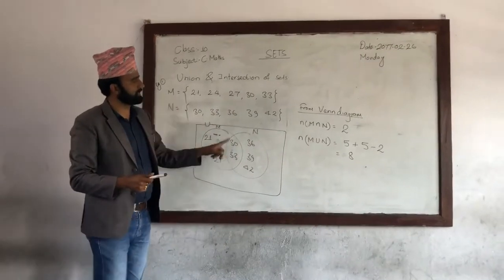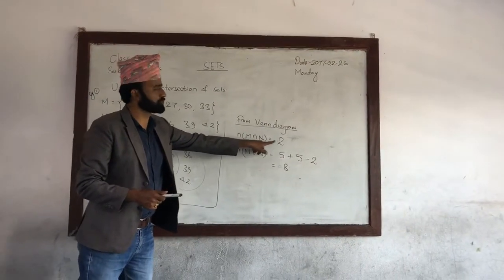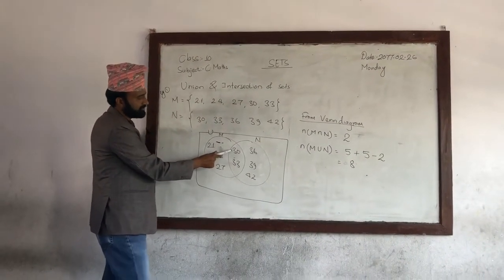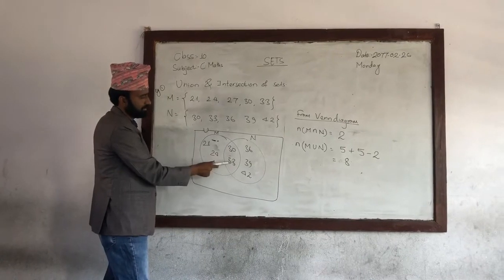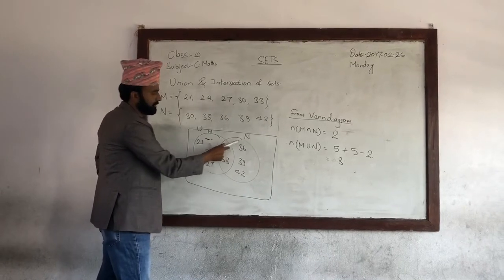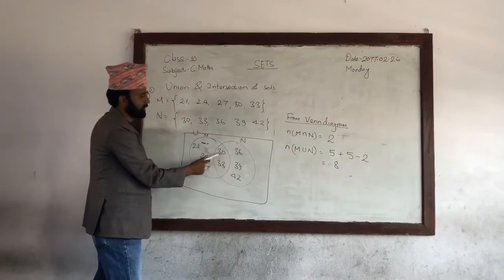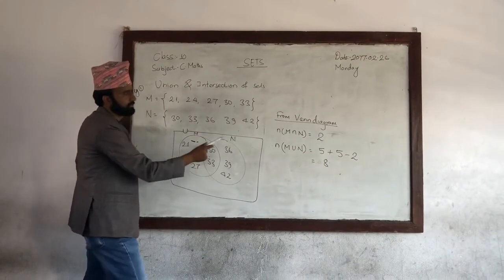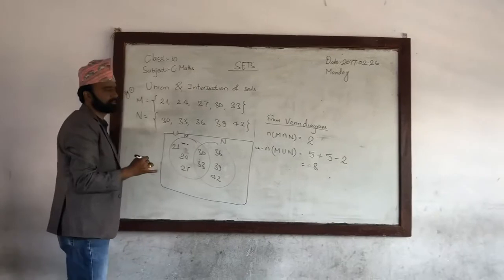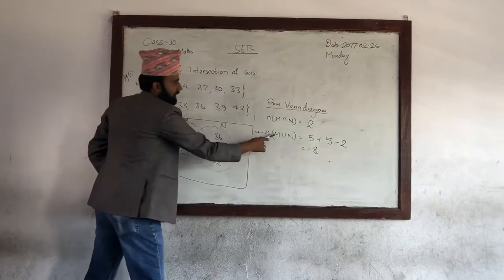From here we can say that the cardinal number of M intersection N equals 2. You can identify that from here. The intersection portion is this. This is the common portion of set M and set N. 30 and 33 are contained in both sets. That is why there are 2 elements, that equals 2. And that gives the concept about M union N.